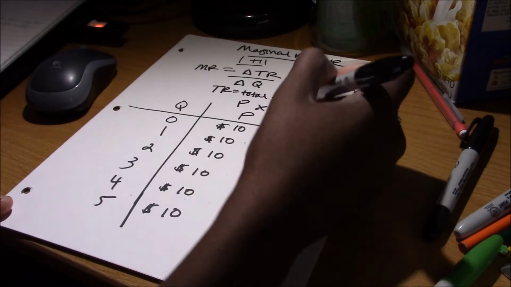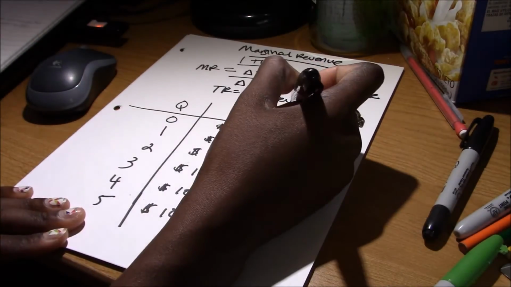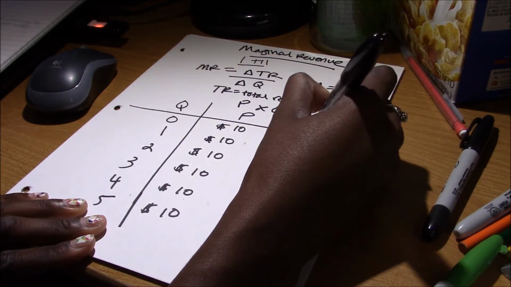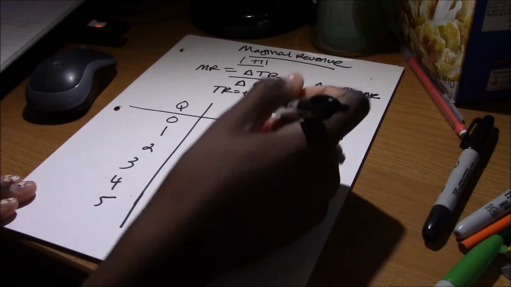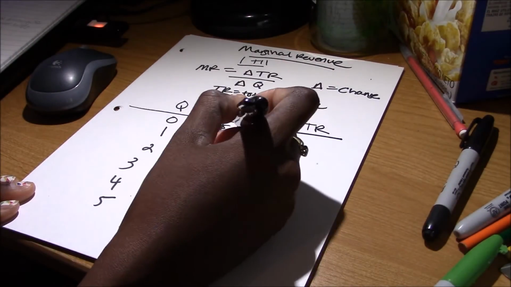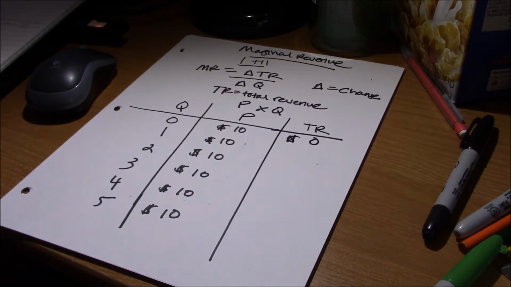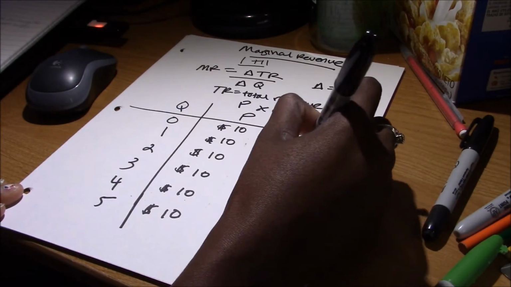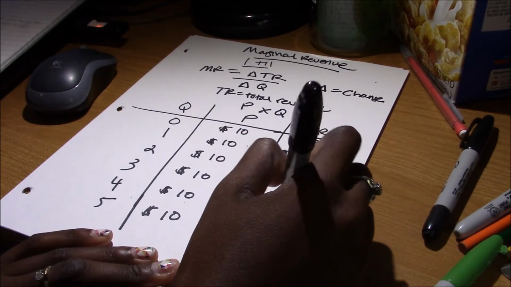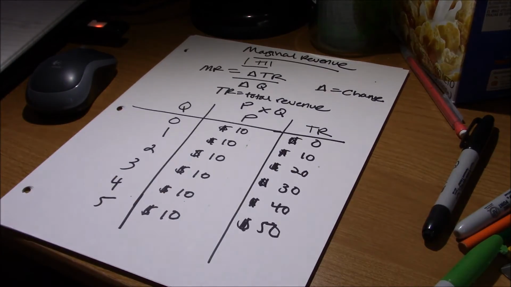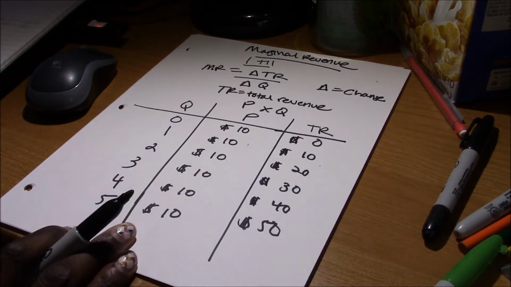Okay, so this is our Q line, this is our P line. So this is quantity, this is price. If we're going to factor in total revenue, which is just an extra portion of the graph, all we have to do is just do P times Q. So P times Q over here, our total revenue is $0 because we're not producing anything. Right here, it's 10, 20, 30, 40, and then 50 because P times Q, so that's 10 times 1, 10 times 2, 10 times 3, and so on.